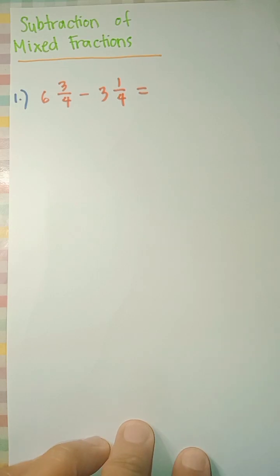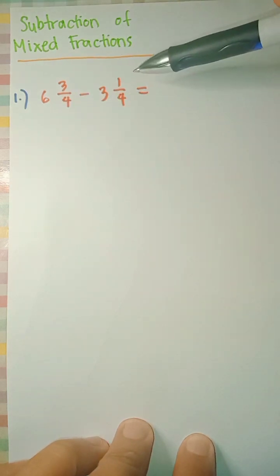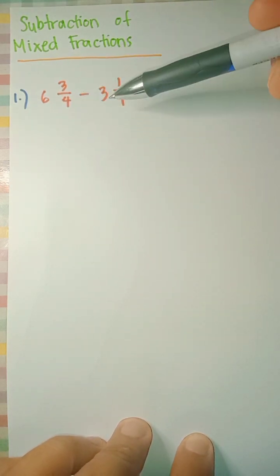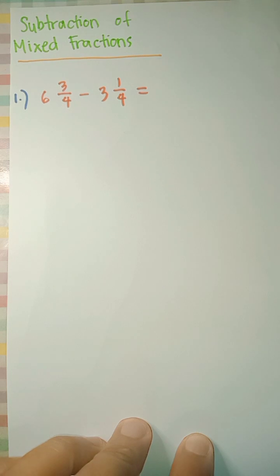Hi, this is Chad. In this episode, I'm going to discuss how to solve subtraction of mixed fractions, and I will teach you multiple ways to solve it. So we have our first example here, 6 and 3 fourths minus 3 and 1 fourth.